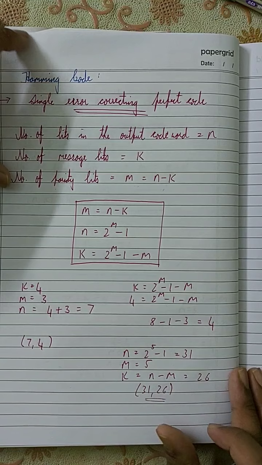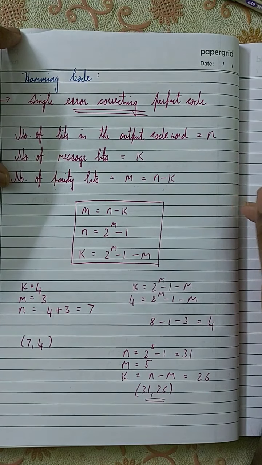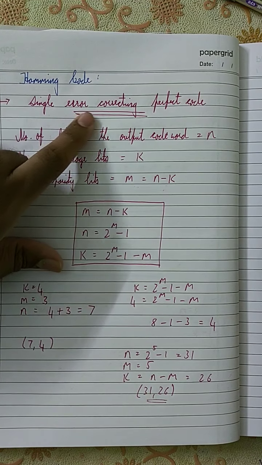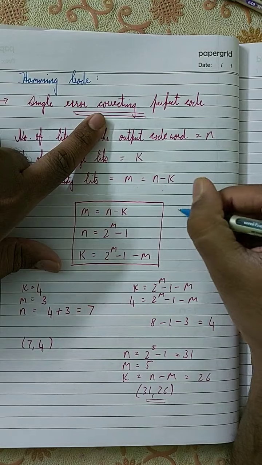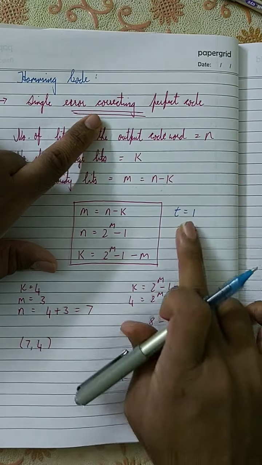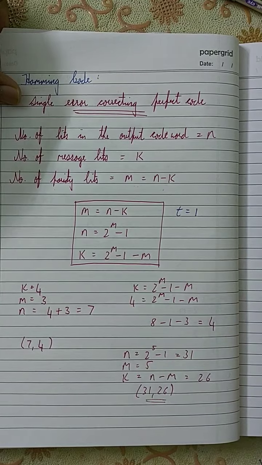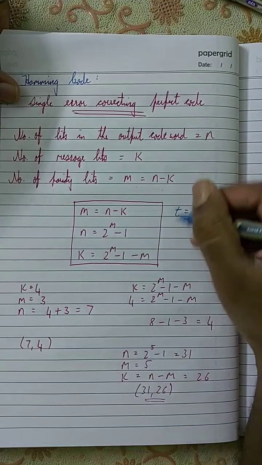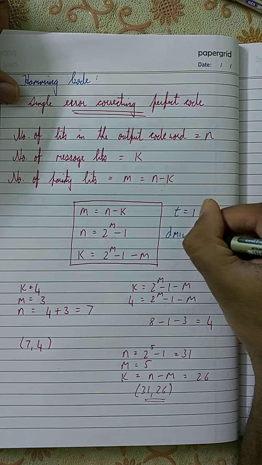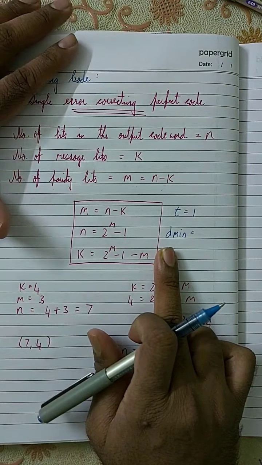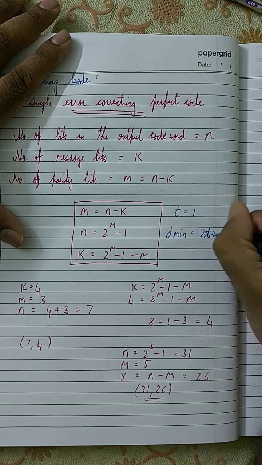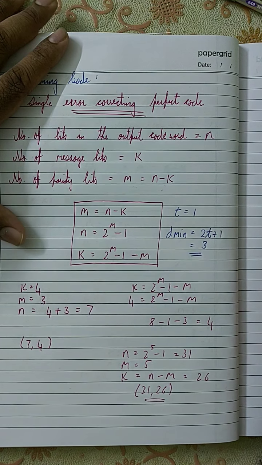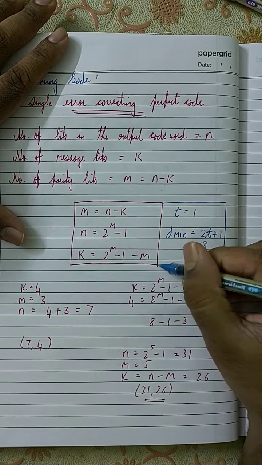So you see, this is how we define the Hamming code. A Hamming code is defined by these three equations. And one of the unique properties of a Hamming code is that it is a single error correcting code. Single error correcting code means what? It means that t is equal to 1. That is, the error correcting capability of this code is equal to 1 bit. And if t is equal to 1, then we all know the value of the minimum distance of this code. The minimum distance of the code is equal to 2t plus 1, which is equal to 2 plus 1, which is equal to 3.